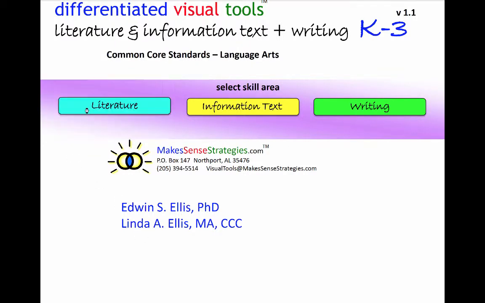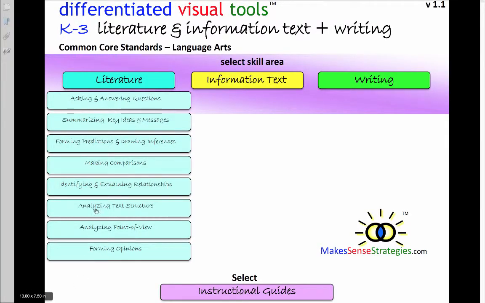So if I click on literature, what opens up is a series of links to menu pages that address very specific kinds of DVTs that address different types of standards. The Common Core addresses several different types of literacies. For an example, asking and answering questions, summarizing key ideas and messages, making comparisons, analyzing text structure, and so forth. Each of these are links that access menu pages that provide DVTs specifically designed for those particular types of standards.